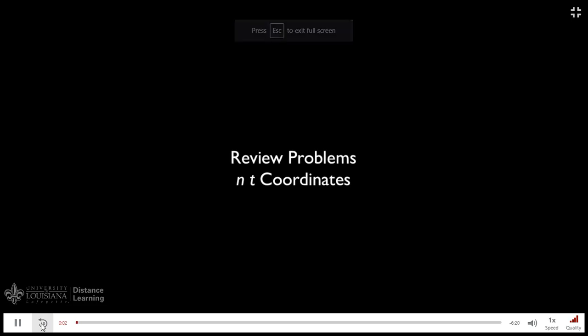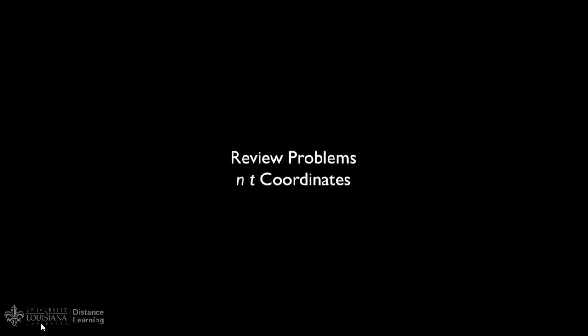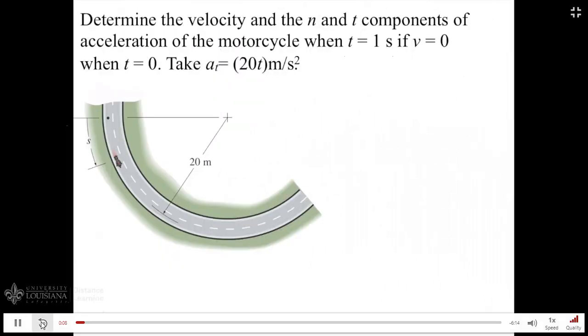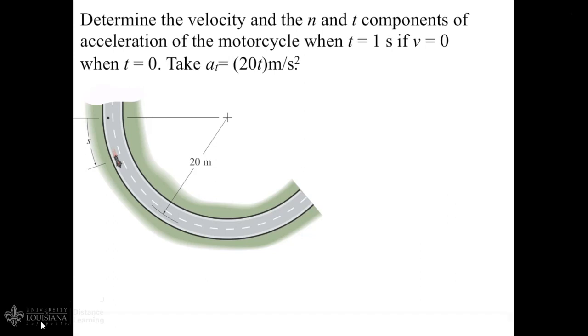In this review, we'll provide some problems that involve the normal and tangential coordinates. Let's begin with this one. See if you can determine the velocity and the normal and tangential components of acceleration of the motorcycle when the time t is 1 second, if originally the motorcycle is at rest when it's at the origin.